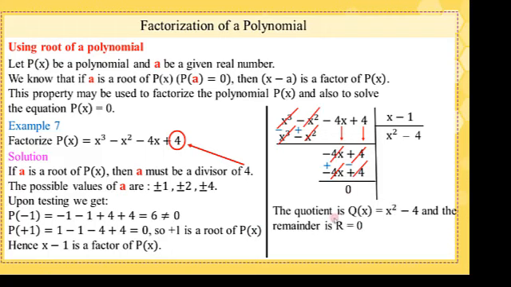So the quotient is q of x equal x squared minus 4, and the remainder is r, which is equal to 0. Then P of X equal x minus 1 into x squared minus 4. So we can write P of X equal x minus 1 into x minus 2 into x plus 2.